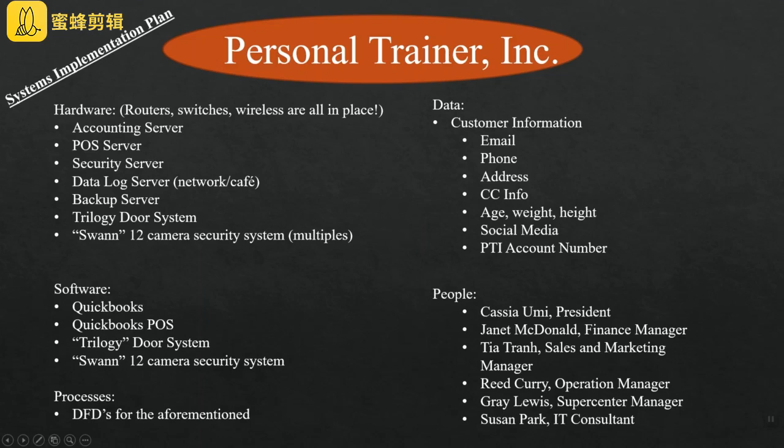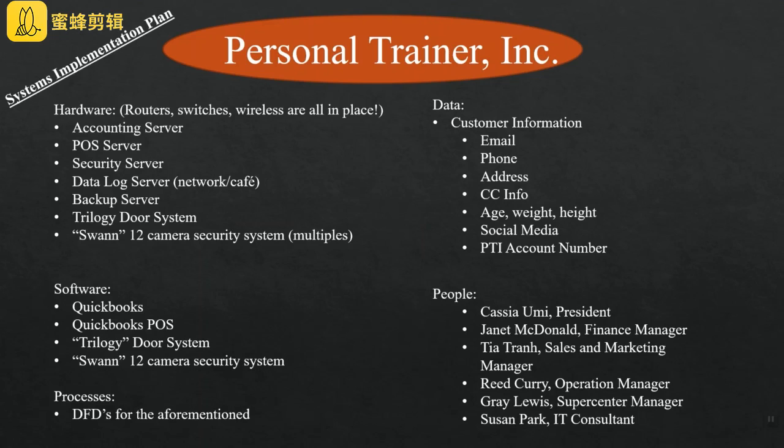So here's what we're going to go over today. We're going to go over some hardware stuff. We're going to have several servers installed. There's going to be an accounting server and a point of sale server, which both are going to be run by QuickBooks, and they are going to be actually on the same server. We're also going to have a security server and a data log server, which we'll get into later. Those are also going to be on the same server. And we're also going to have a backup server that's going to back up all of our data and make sure it's safe and secure.